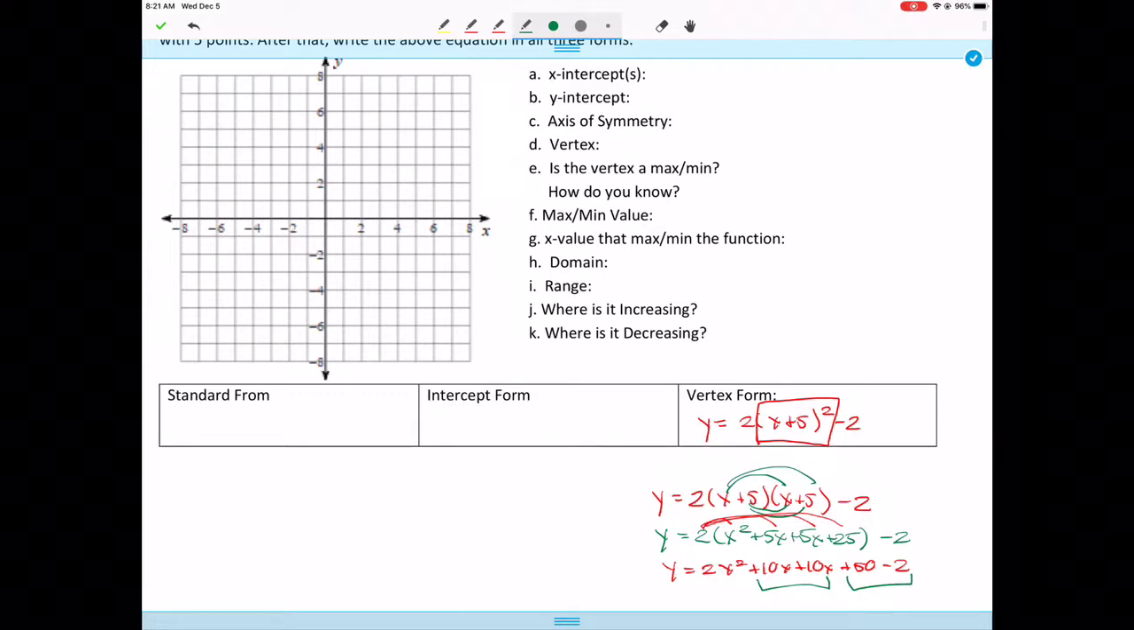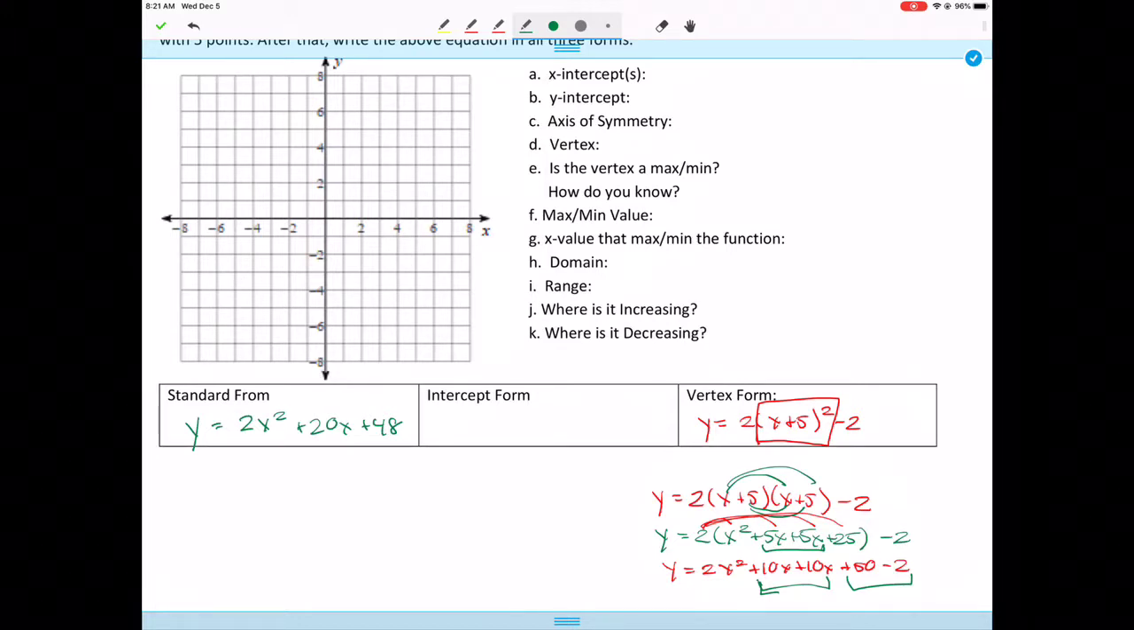You could have combined these 5x and 5x, you could add those earlier if you wanted to. Okay, and that gives us our standard form. So we have y equals 2x squared plus 20x plus 48. And then from there we can do intercept form.